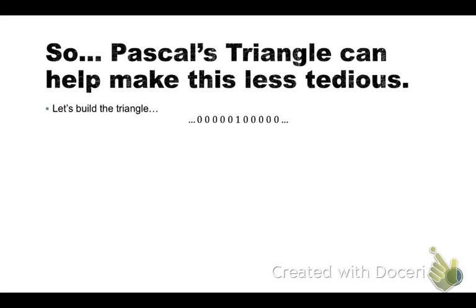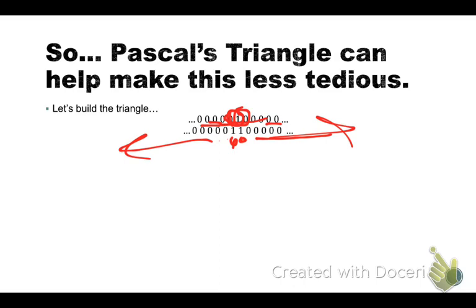The next row, we're going to add up the two numbers above. So you can add up, like, 0 plus 0, that's going to give you 0. 0 plus 0, 0. 0 plus 0, 0. But then 0 plus 1, that's going to give you 1. 0 plus 1, that's also going to give you 1. And then 0 plus 0, 0, so that's all the zeros. Continue to go on forever in those directions.